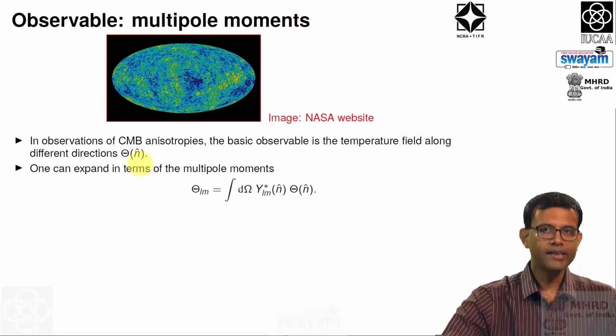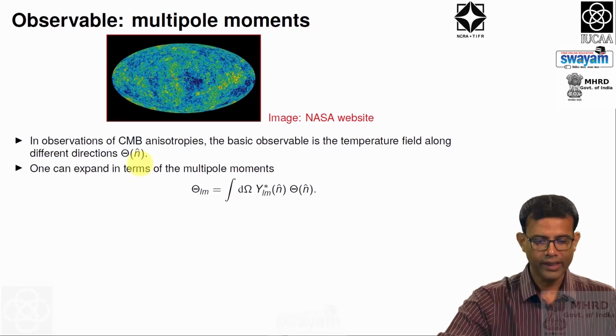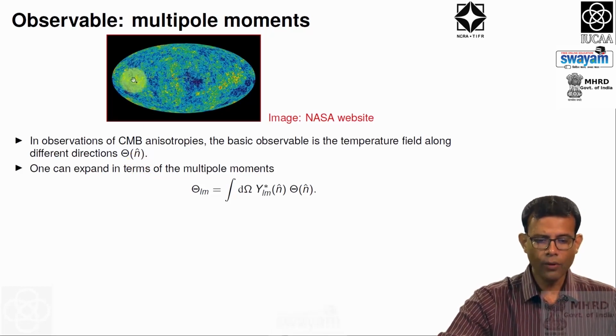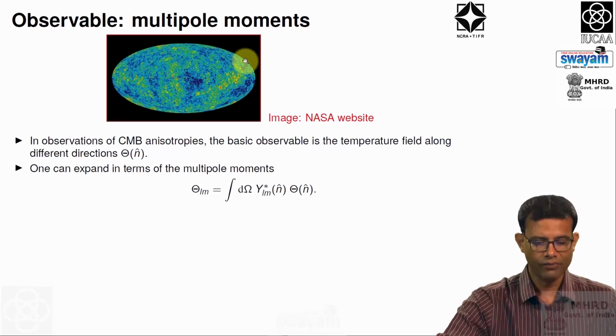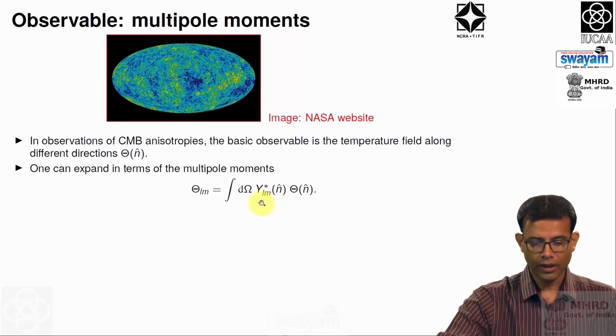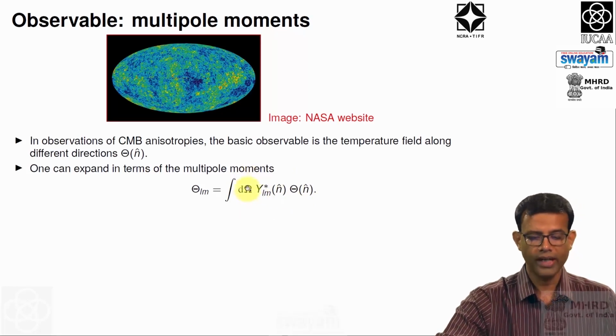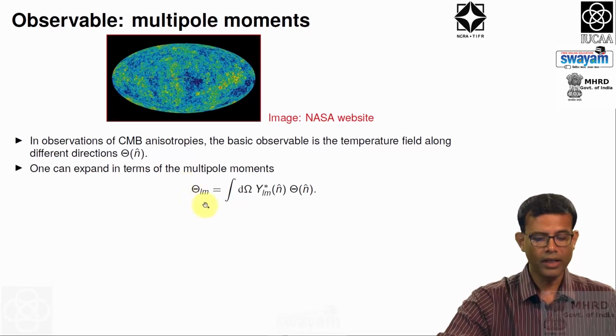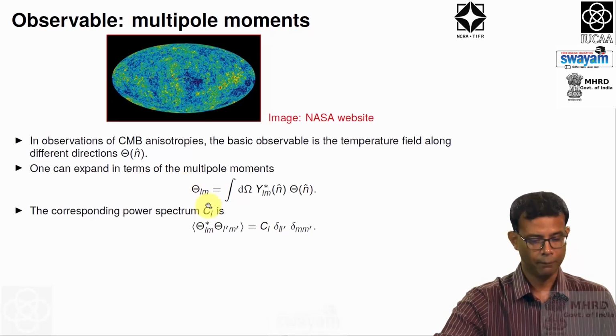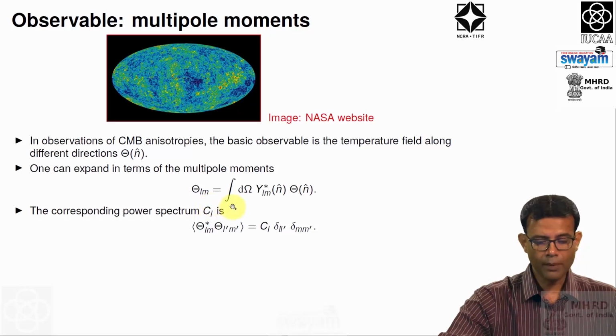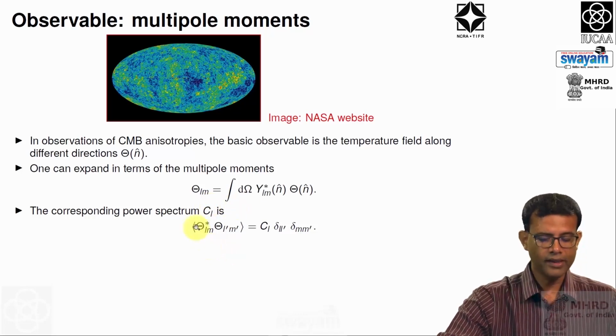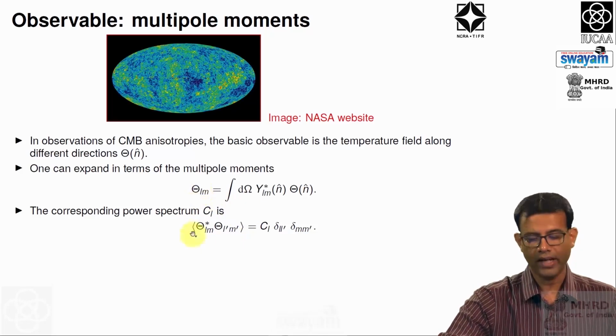Now, as we said, it is easier to work in terms of Fourier components. The equivalent of Fourier components on the two-dimensional spherical surface of the sky are the multipole moments, where you expand in terms of the spherical harmonics. You take the temperature, which is a function of the angle in the sky, multiply by the appropriate spherical harmonics, and integrate over all solid angles, all theta and phi. What you get are the multipole moments, which are functions of L and M. You can work out what is known as the power spectrum, which is nothing but some kind of mod square of these theta LMs.